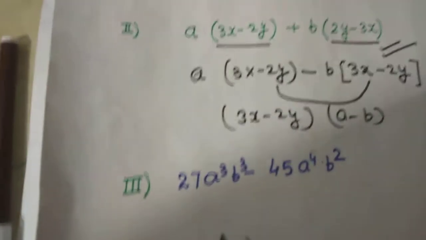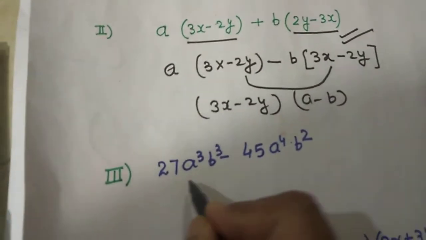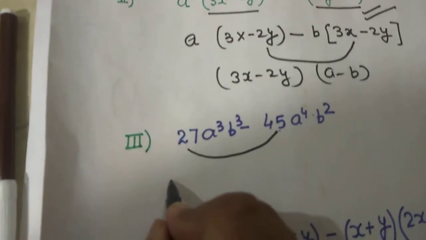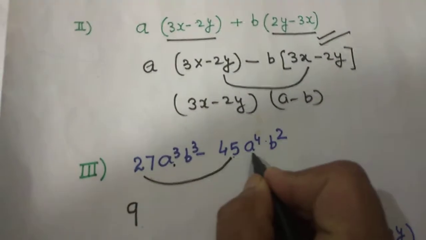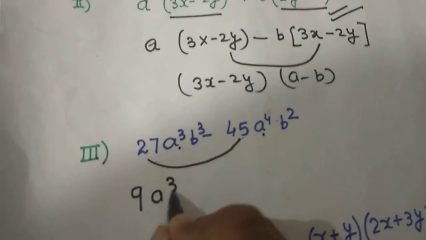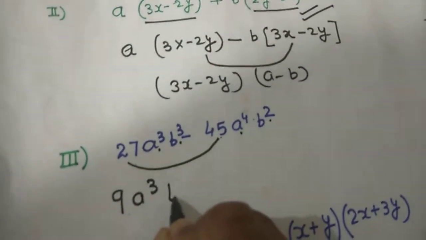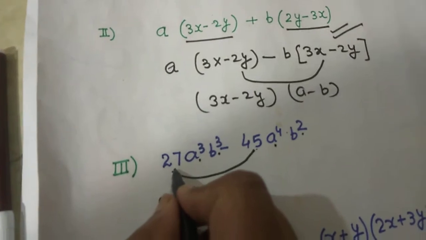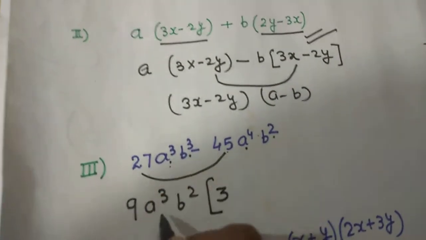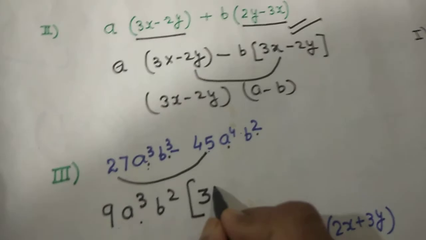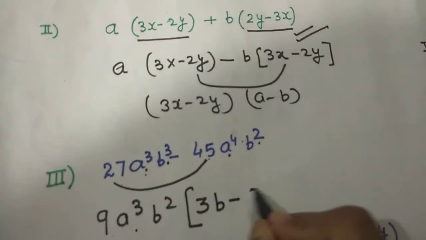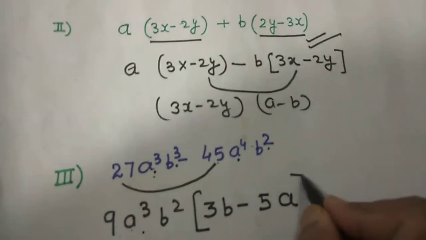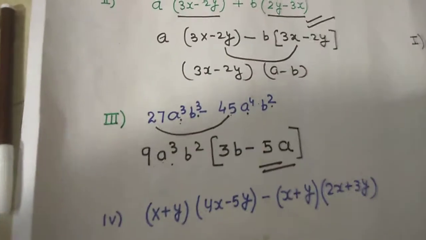Now the second question. 27 and 45 are multiples of 9, so take 9 common. a cube, a to the power 4: a cube is the least power. Then b cube, b square: b square is the least power. Now in the bracket, 9 has been taken from the multiple of 27, so 9 times 3 is 27, a cube already outside, b square already outside, so b, minus 9 times 5 is 45, a cube already taken, so this is a, b square already taken. This is taking the common factor.